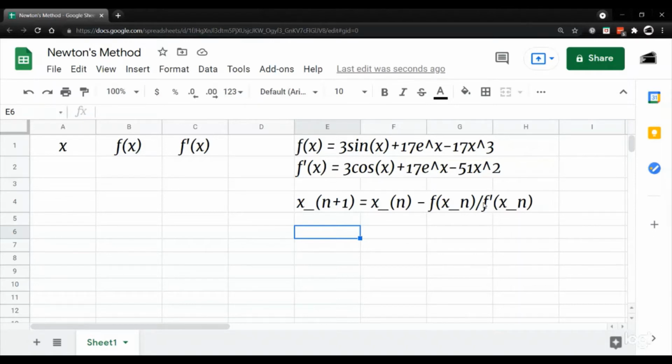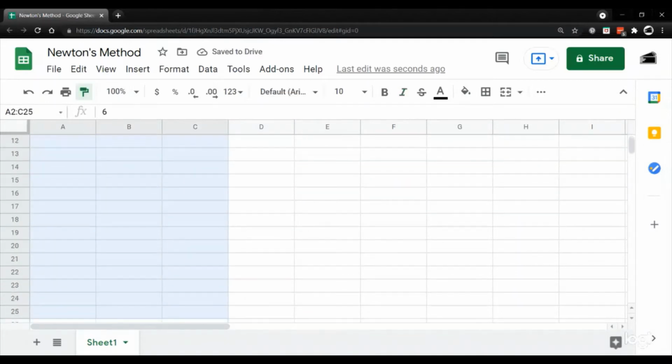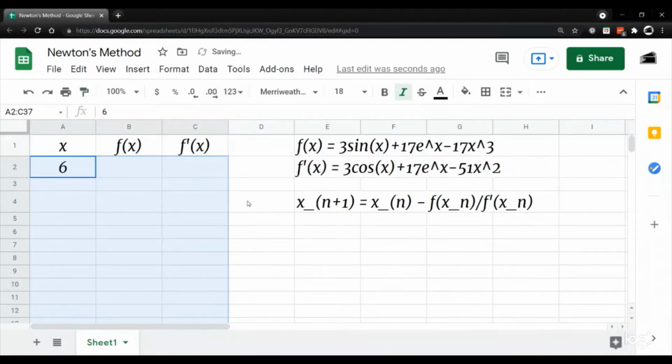And so what we can do is start by making a guess. We're going to make any guess, so let's say our guess is 6. Let's get the formatting the same for all of those. There we go. So let's say that our first guess for x is 6. What we can do is then compute f of x. Well, that's going to be this equation.